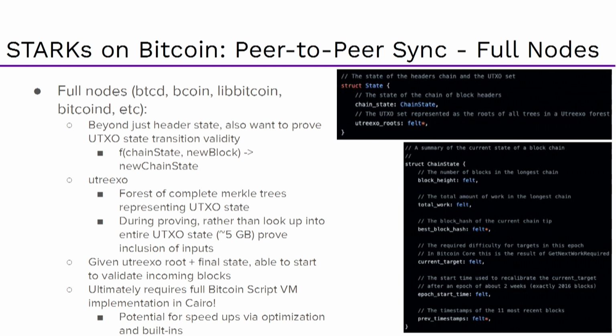You can basically start with this chain state, get the new block, and then say, okay, then we're going to the next chain state, right? And what you see on the top right here is actually some code from ZeroSync. This is written in Cairo 0, and the main thing is you basically have the chain state, which is obviously the block height, the POW, things like that as well.